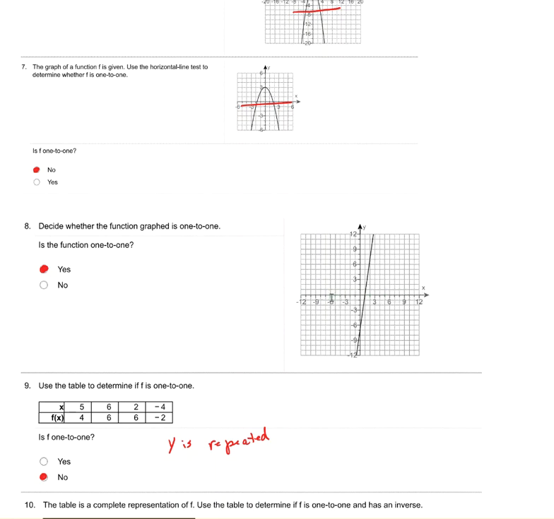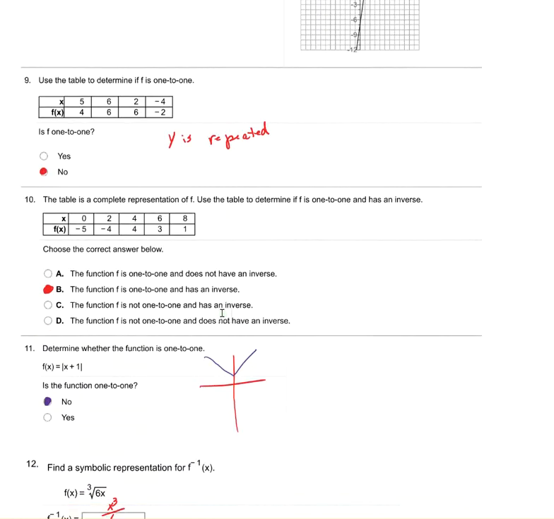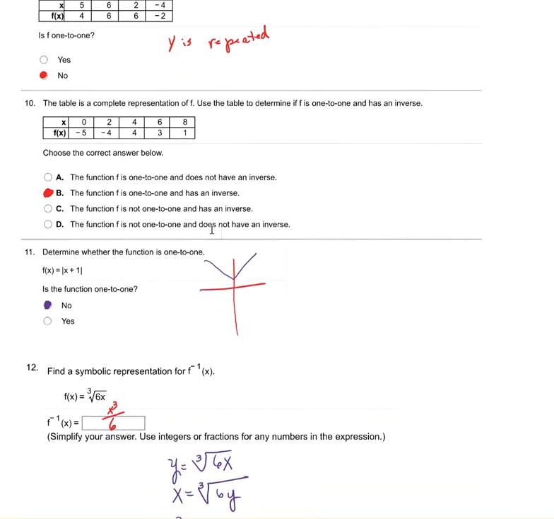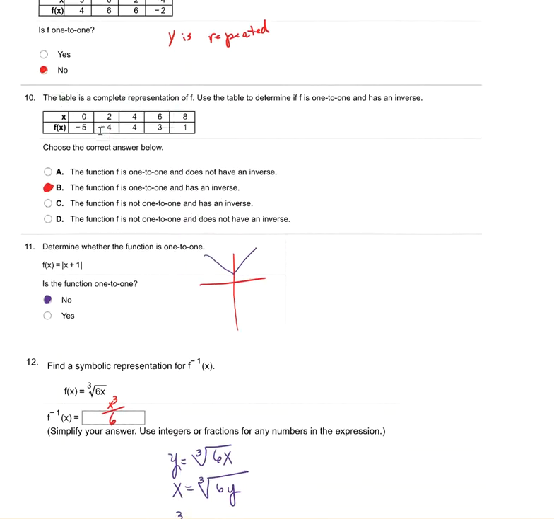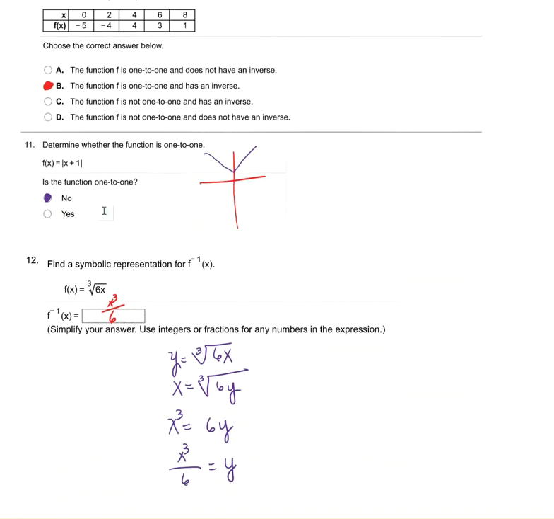Yes, this would be. Now, using a table to determine if f is 1 to 1, you want to look to see if y is repeated. In this one, y is repeated. You got 2, 6. If y is repeated, it is not 1 to 1. Is this one 1 to 1? Y is not repeated. So yes, it's 1 to 1, and it'll have an inverse. Is this 1 to 1? No, because we could draw a line straight through here and we'd hit it twice.